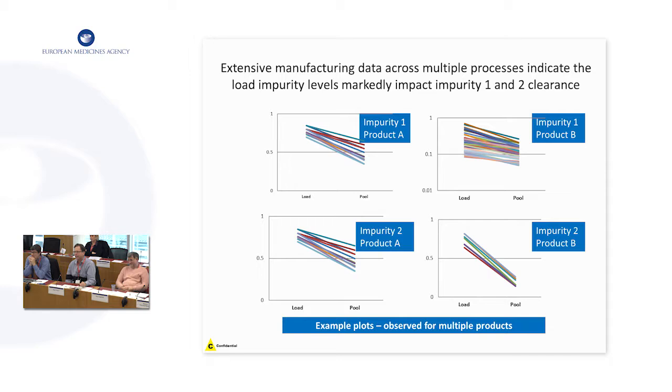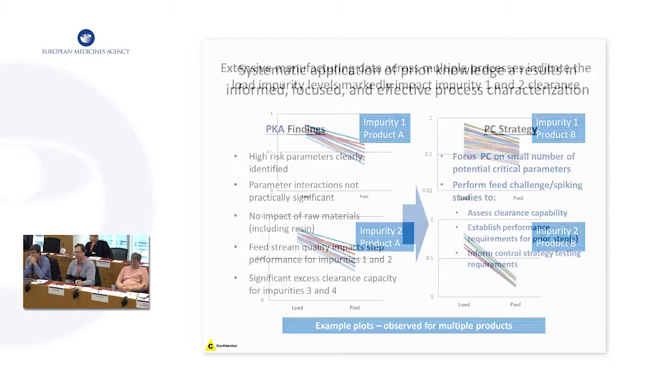We also looked at a lot of manufacturing data, and this is basically the amount of impurities, for two different impurities, in the load versus what comes out in the pool. We look at this amongst many different products. It's just a few example graphs where we show that a strong trend in the amount of product impurity loaded translates to a high level in the pool, and this also informs our strategy.